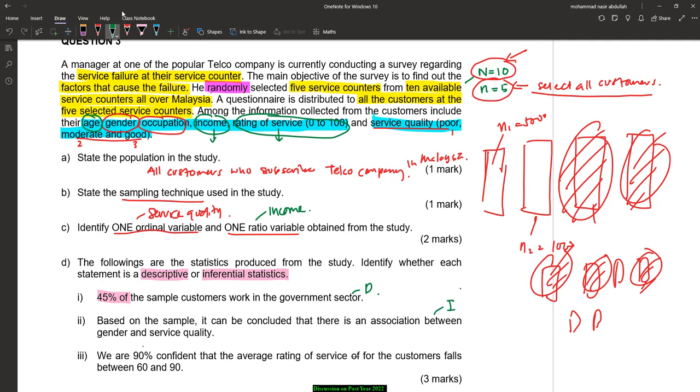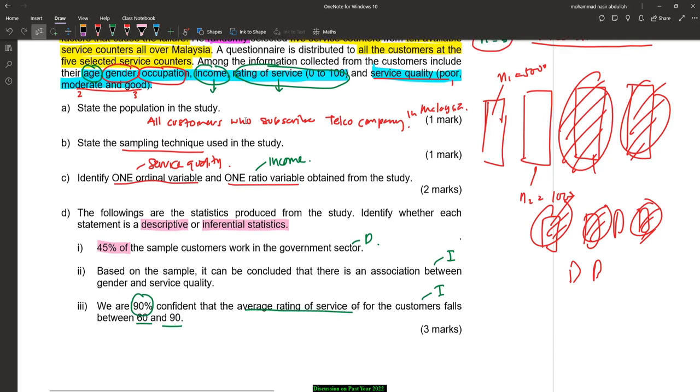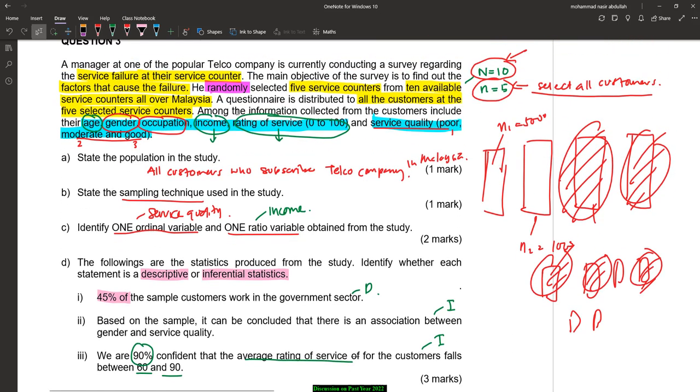So we are 90% confident that the average rating service of the customers falls between 60 to 90%. So this is also inferential statistics, right? When we do a calculation, more calculation in it, right? We are estimating something towards the population. So it becomes inferential statistics, right? Any question for this one?